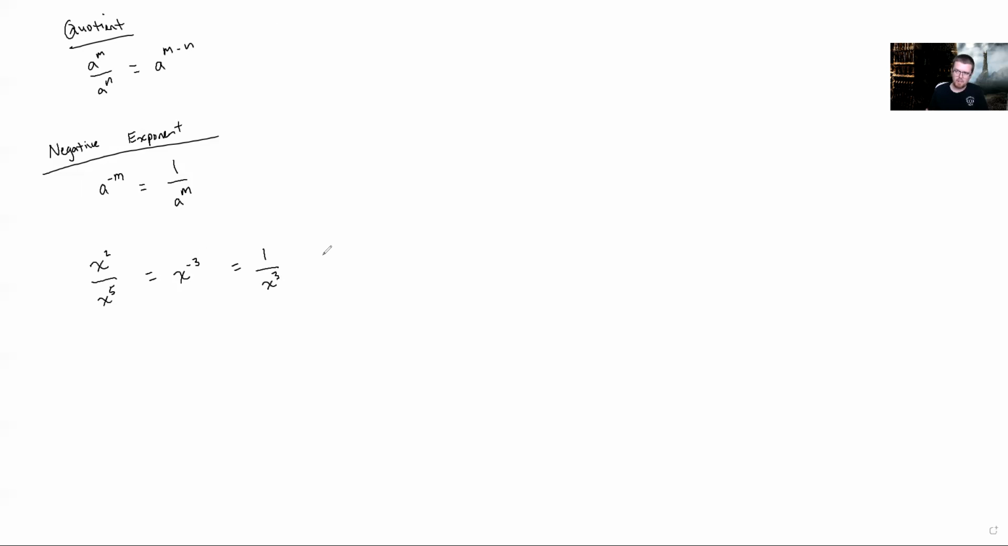We can get this by doing expanded form. x squared is x times x, and x to the fifth power is 5 x's. In expanded form, I have two pairs of x's that cancel. That doesn't leave me with nothing in the numerator. That leaves me with a 1. Remember, you can always multiply anything by 1 without changing the value. So simplified, this is 1 over x times x times x, or 1 over x cubed. So you always want to simplify your negative exponents. Don't leave them as negative exponents.